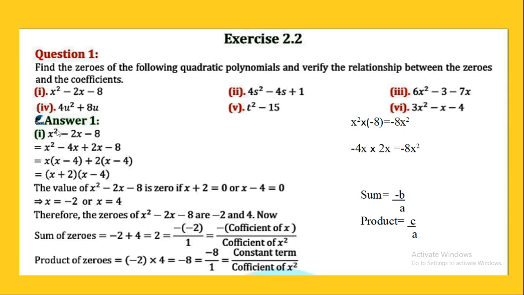That is, we have to split this minus 2x as the sum of two terms, and the product of those two terms must be equal to minus 8x square. So we can take minus 2x as minus 4x plus 2x, because minus 4x plus 2x is equal to minus 2x, and the product of minus 4x into 2x is equal to minus 8x square. So we can write this polynomial as x square minus 4x plus 2x minus 8.